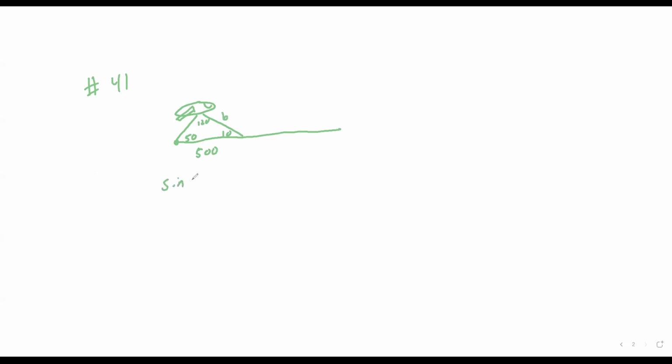So I'll do sine of 120 over 500 equals sine of 50 over whatever B is. You can call it whatever. And again, we'll just simply cross multiply. So again, this will be B sine 120 equals 500 sine 50. Divide that by sine 120.